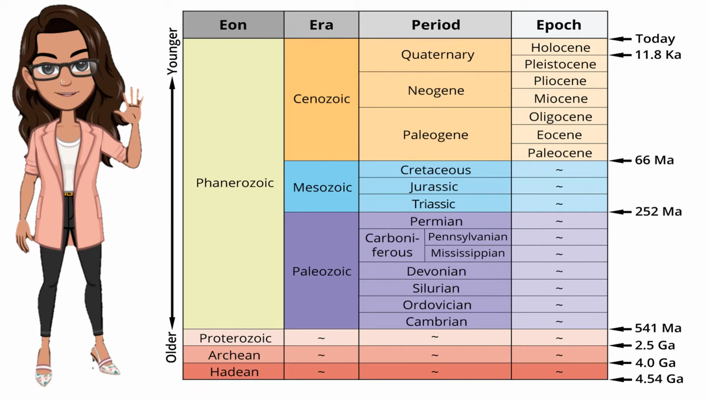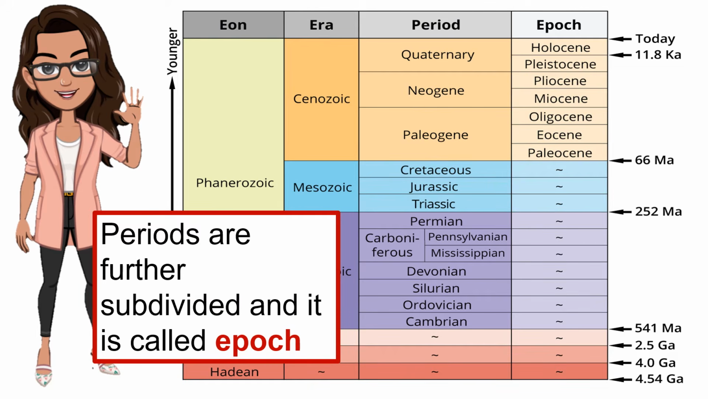Next is epoch. Periods are further divided and it's called epoch. Only the Cenozoic era is finely subdivided into epochs because its rocks have not been intensely deformed and buried deeply, nor severely modified in a long-term earth process. The subdivisions of the Cenozoic era are, for the Quaternary period, Holocene and Pleistocene epochs, and for the Tertiary, Pliocene, Miocene, Oligocene, Eocene, and Paleocene epochs.